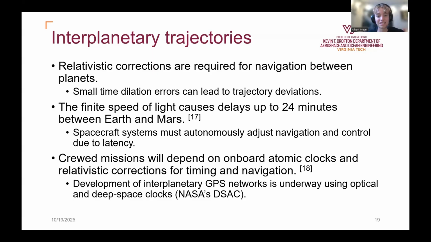We also see crewed missions that are going out will depend on onboard atomic clocks. And actually, there's a system that NASA is putting out right now, which I think is very interesting. If you guys have the time, I would definitely look into it. It's called DSAC, and this is an interplanetary GPS network. So it's going to be an atomic clock that is shot into deep space, and crews are going to be able to access it to make sure that they're on the right time and they don't have to keep pinging back to Earth, which could take a very long time.